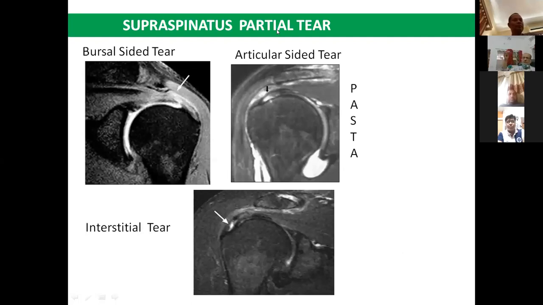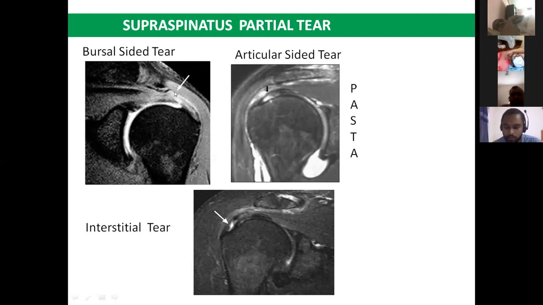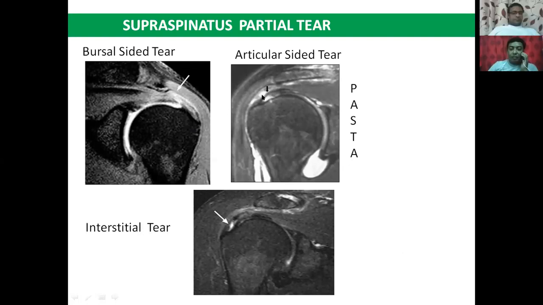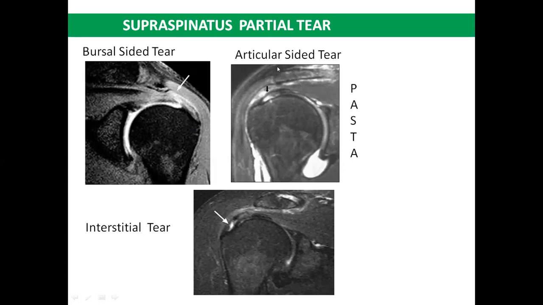For a supraspinatus partial tear, we can see in the coronal oblique view that on the bursal side there is high signal intensity or some sort of edema, but on the articular side it is intact. So this is a bursal sided supraspinatus tear. In this slide, you can see articular side edema and high signal intensity, but the bursal side tendon is intact. So it is an articular sided tear of supraspinatus. We can also call it a PASTA lesion, a partial articular sided supraspinatus tendon avulsion.